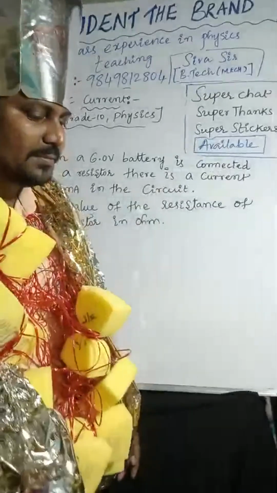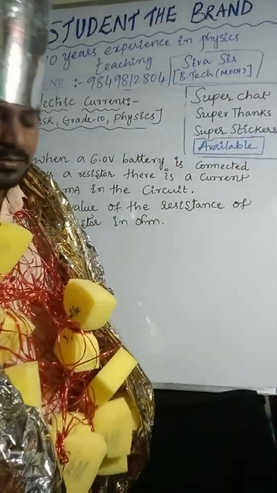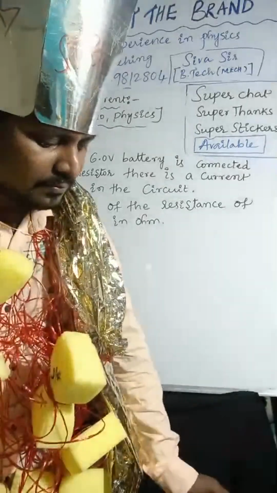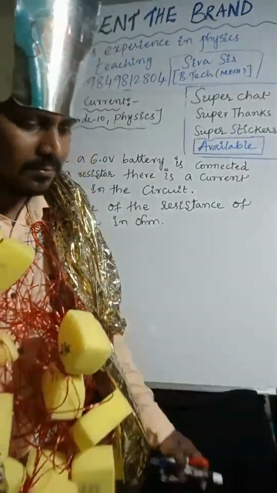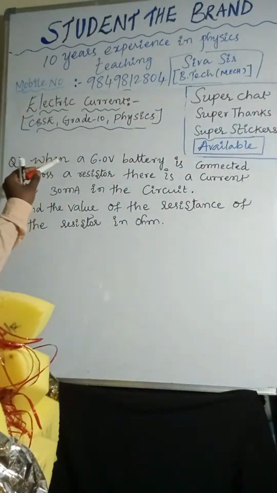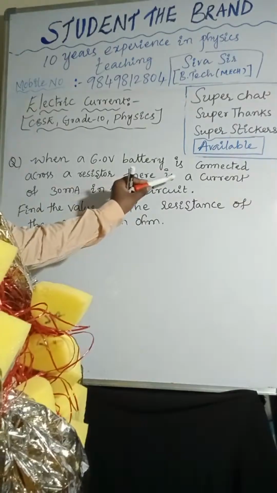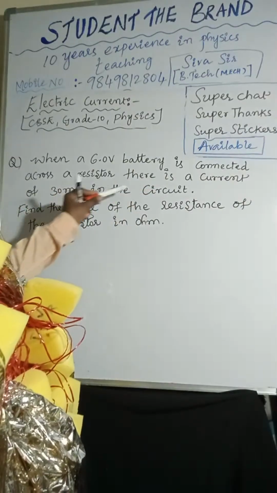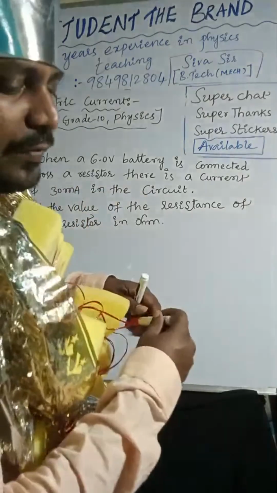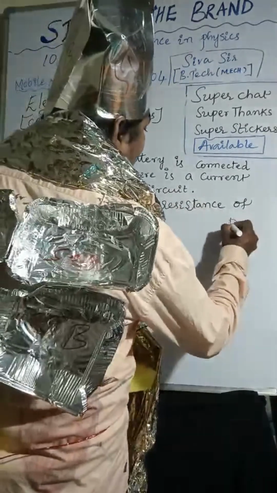So this is the question. I'll discuss this question. When a 6 volts battery is connected across a resistor, there is a current of 30 milliampere in the circuit. Find the value of resistance of the resistor. We need to find out the resistance.